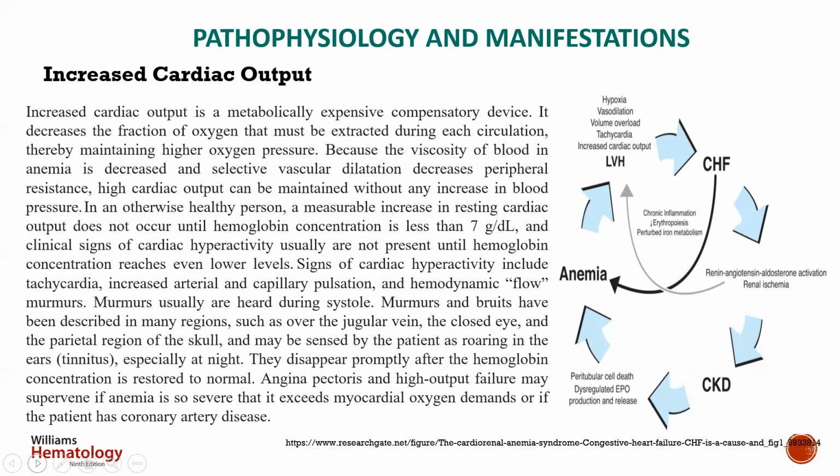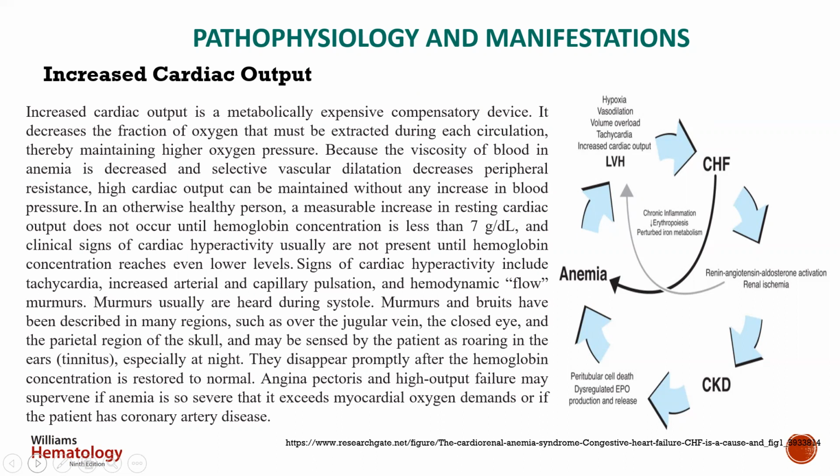Signs of cardiac hyperactivity include tachycardia, increased arterial and capillary pulsation, and hemodynamic flow murmurs. Murmurs usually are heard during systole. Murmurs and bruits have been described in many regions, such as over the jugular vein, the closed eye, and the parietal region of the skull, and may be sensed by the patient as a roaring in the ears, also called tinnitus, especially at night. They disappear promptly after the hemoglobin concentration is restored to normal.